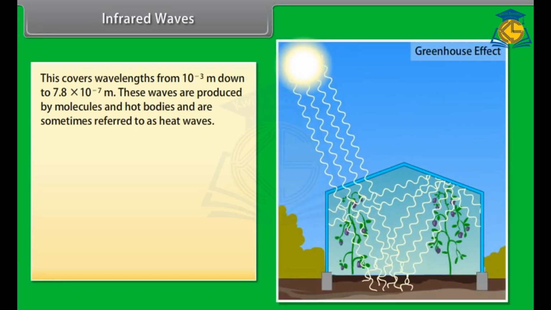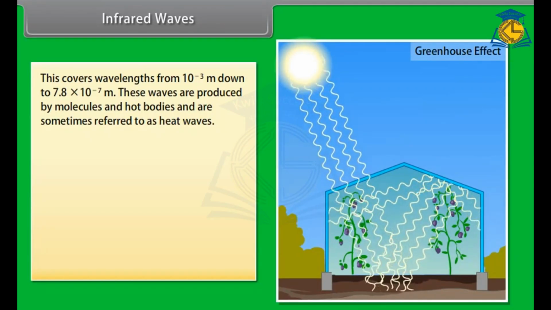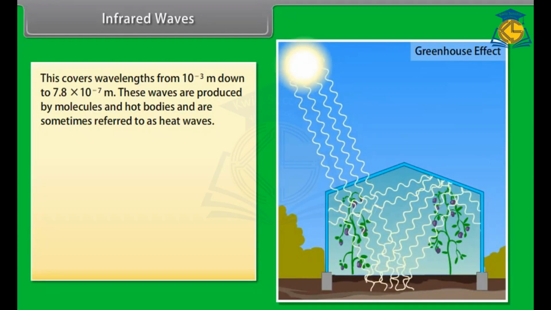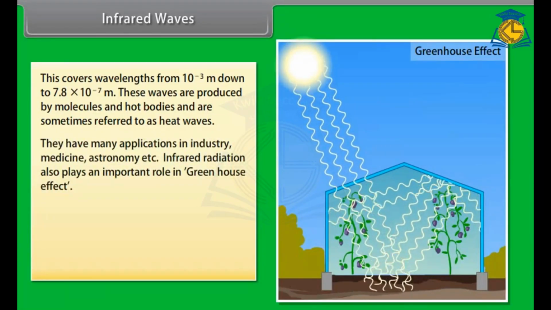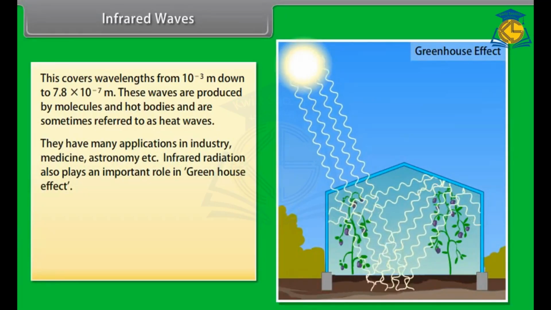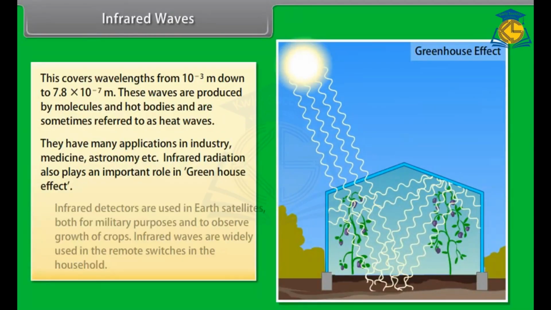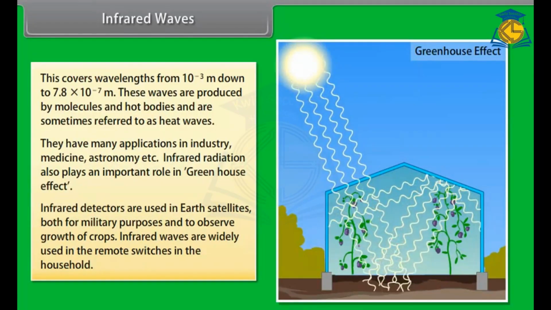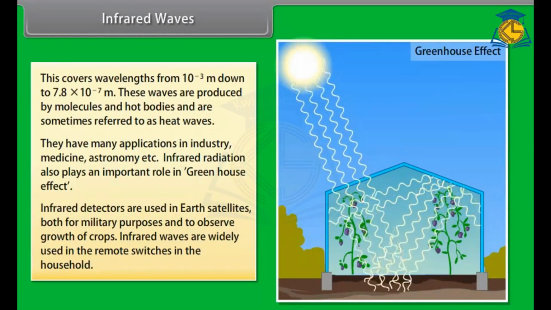Infrared waves. This covers wavelengths from 10^-3 meter down to 7.8 × 10^-7 meter. These waves are produced by molecules and hot bodies and are sometimes referred to as heat waves. They have many applications in industry, medicine, astronomy, etc. Infrared radiation also plays an important role in the greenhouse effect. Infrared detectors are used in Earth satellites, both for military purposes and to observe the growth of crops. Infrared waves are widely used in remote switches in the household.